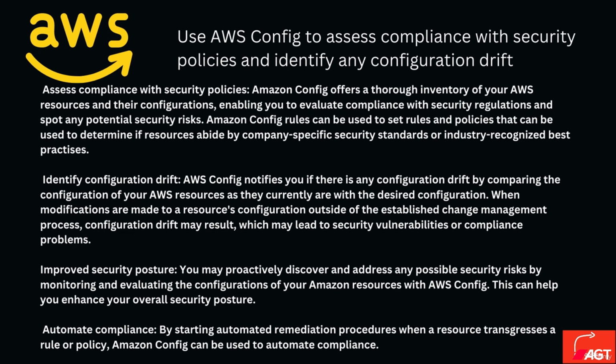Automate compliance. By starting automated remediation procedures when a resource transgresses a rule or policy, Amazon Config can be used to automate compliance. By doing this, you can cut down on the time and work needed to maintain compliance with security standards and procedures. In conclusion, Amazon Config is a potent tool for determining your AWS environment's configuration drift and determining compliance with security standards. You can enhance your overall security posture, automate compliance, lower the likelihood of security events, and violations of compliance by utilizing Amazon Config.